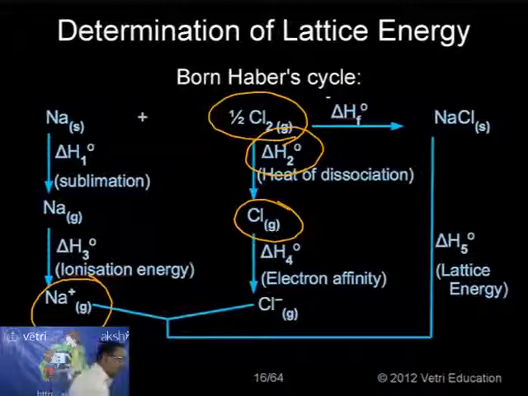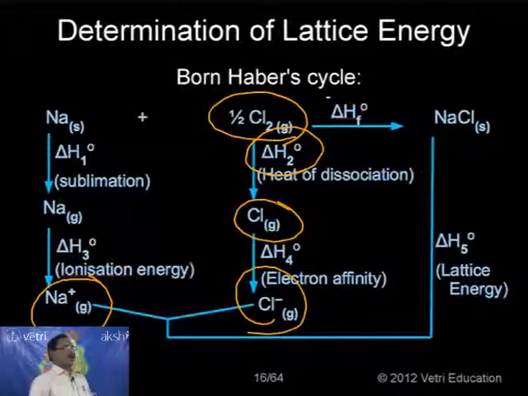Then after the conversion of chlorine gas to atomic chlorine gas, now we will again ionize. In what way? By accepting 1 electron, chlorine will become chlorine negative. So that energy is called electron affinity. We have already discussed what electron affinity is. It is the energy released when 1 electron is added to the outermost shell of a neutral gaseous atom. So here the neutral gaseous atom is chlorine. When 1 electron is added, chlorine minus is formed. Whatever energy is released, we call it electron affinity.